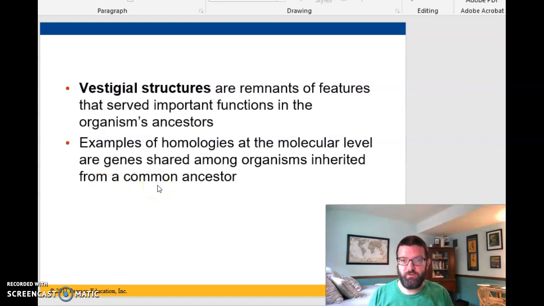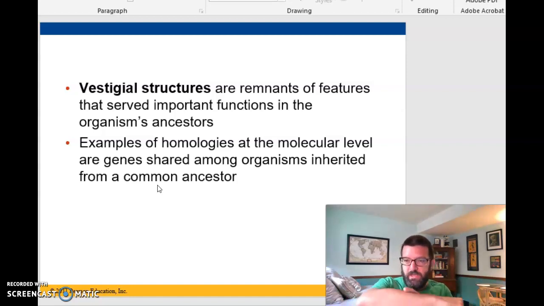Examples of vestigial structures would be like our coccyx, right? We have no reason to have a little tiny tail inside of our bodies. You fall on your butt and it hurts more than it would otherwise, right? That doesn't seem like an advantage, but we evolved from ancestors that had tails, and we haven't completely lost that yet. There are lots of examples of these.